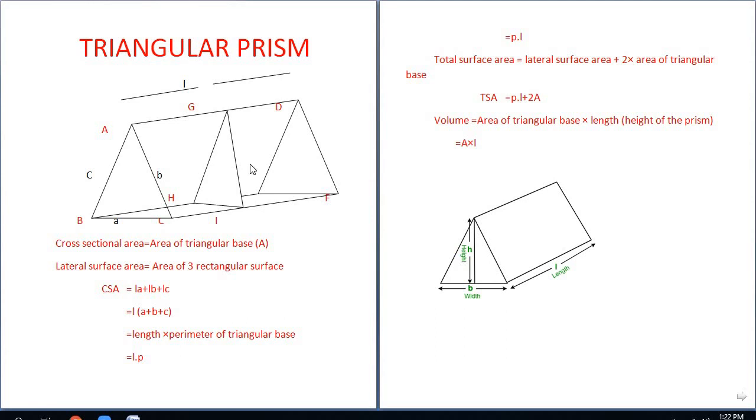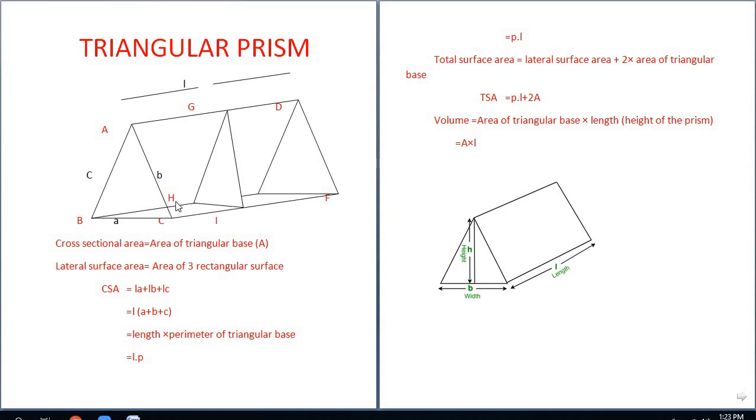In this session, we are going to discuss the triangular prism. A triangular prism is a three-dimensional geometrical figure which consists of a triangle as its base. In the given figure, we can see ABC is a triangle.